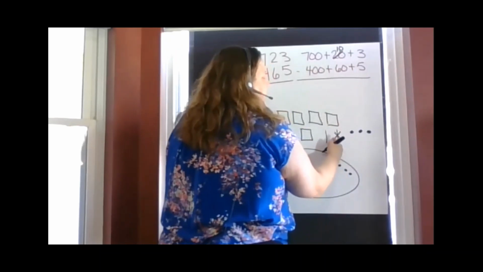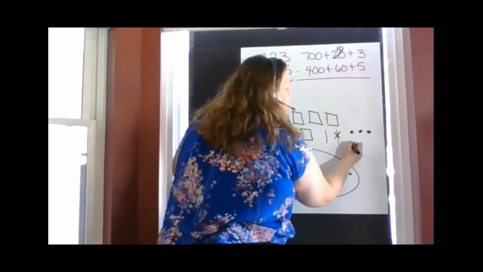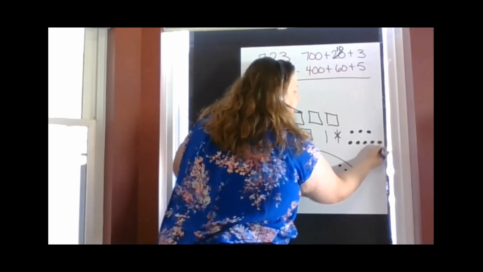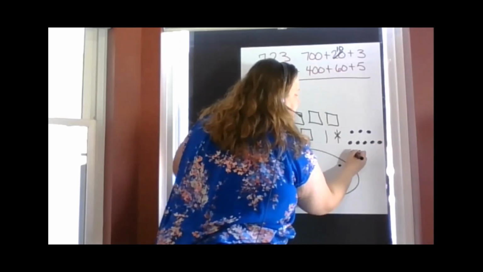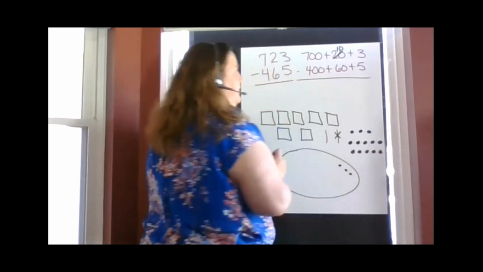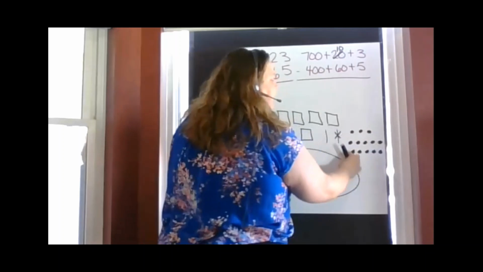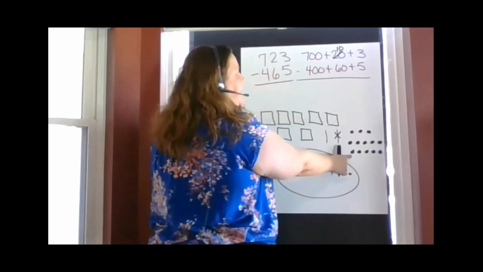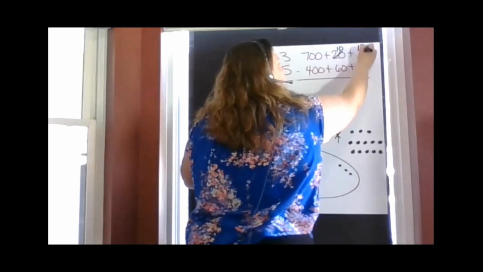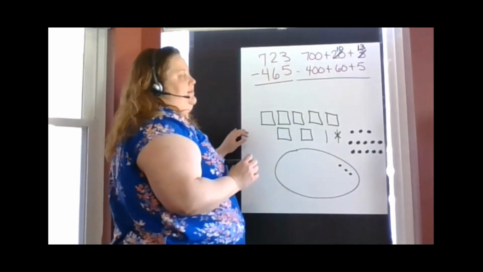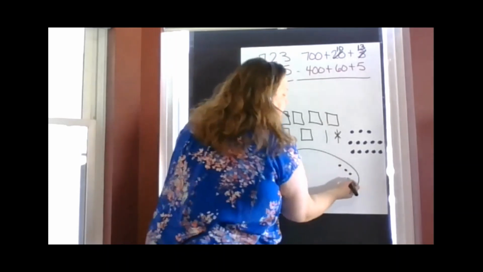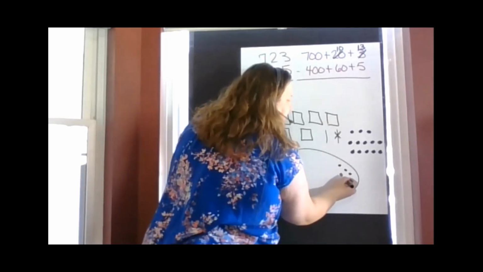And I'm trading in this 10 for 10 ones. 1, 2, 3, 4, 5, 6, 7, 8, 9, 10. So now I have 13 units. I have 13 ones. When I made this trade, this 3 became the 13 ones. I now can take away the 5. So I have 1, 2, 3, 4, 5.